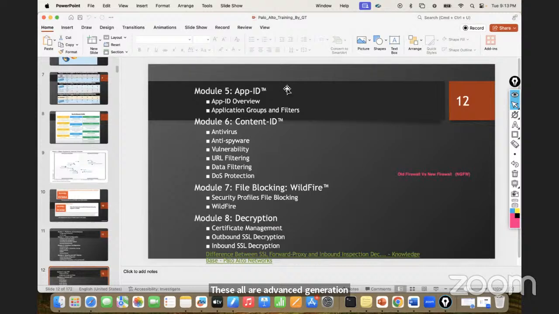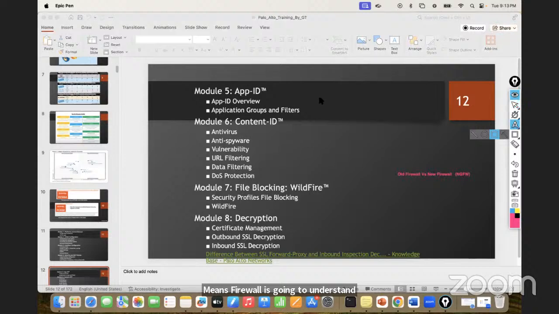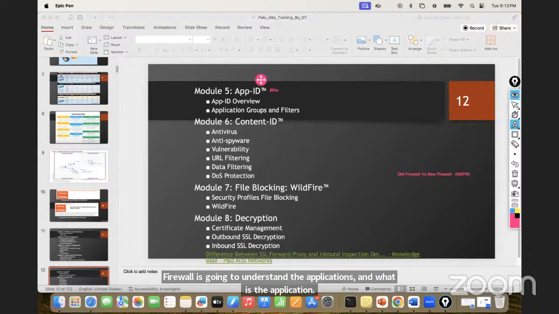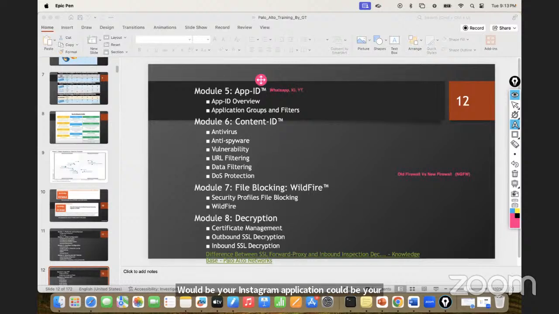Means your firewall is going to understand the applications. And what is the application? This application could be anything. Could be the WhatsApp application, could be your Instagram application, could be your YouTube application. So any kind of the Twitter application, any kind of the social media applications, Facebook applications. So could be anything. A lot of applications we have.